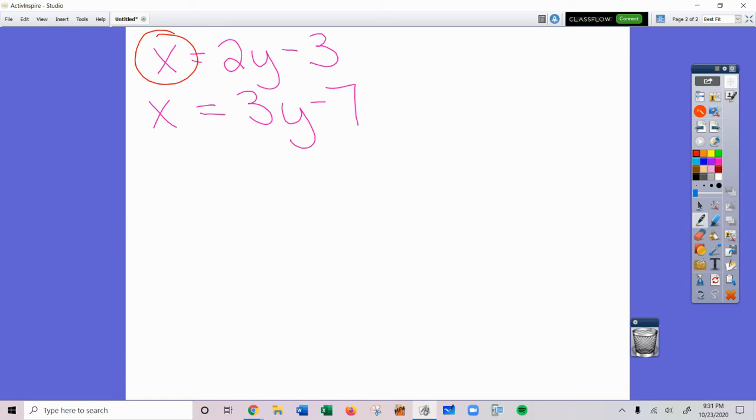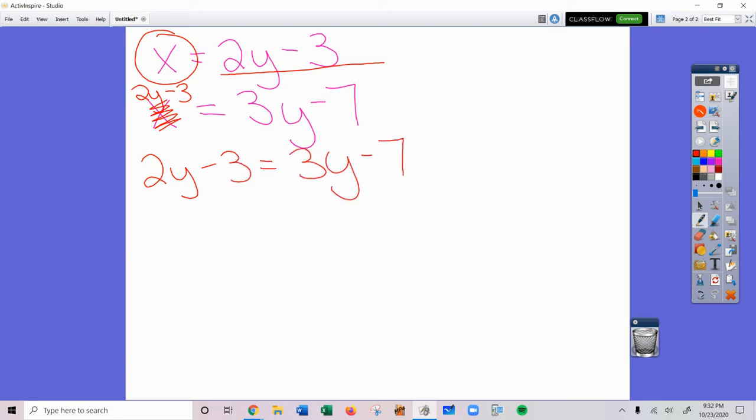Our next step then says we want to underline what x equals. So in this case, x equals 2y minus 3. So now I'm going to go to that other equation and I'm going to get rid of the x and replace it with what it's now equal to, right? X is now the same thing as saying 2y minus 3. And I have a new equation that says 2y minus 3 equals 3y minus 7.